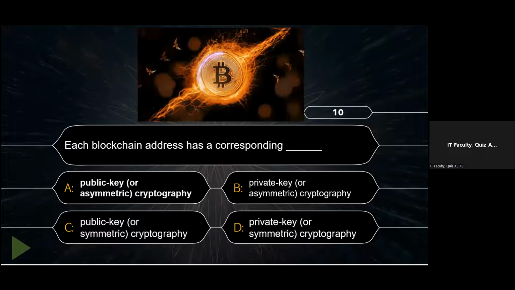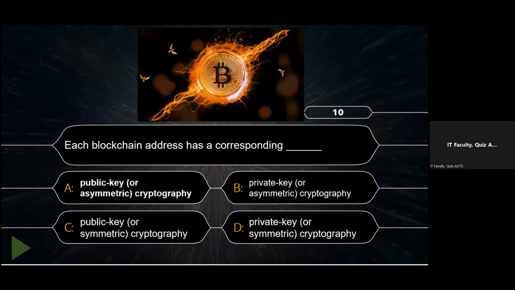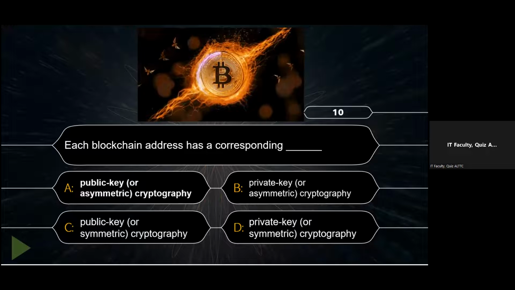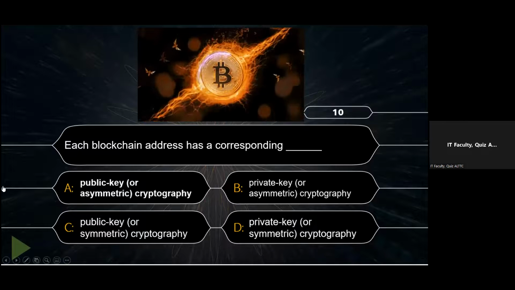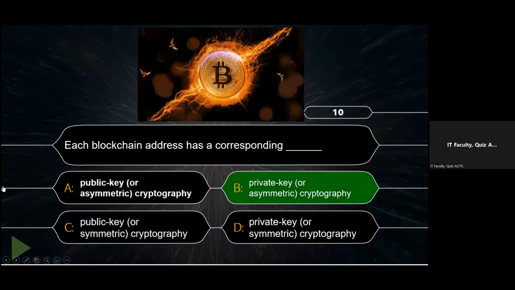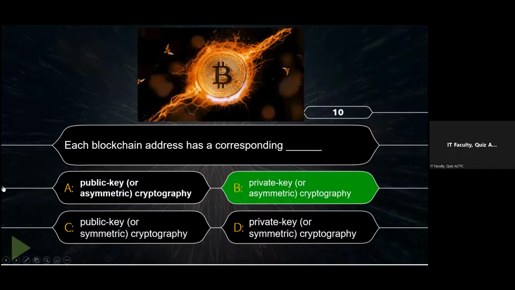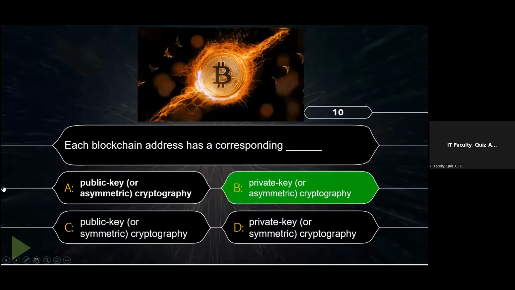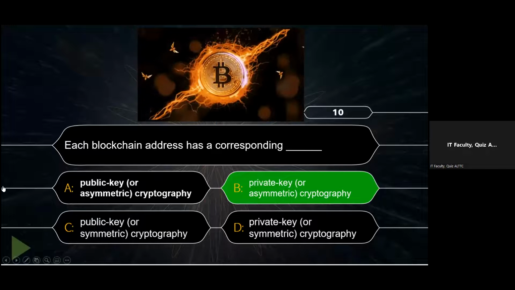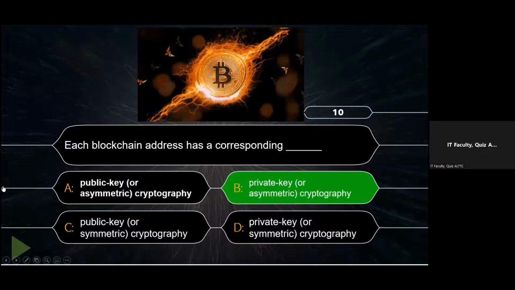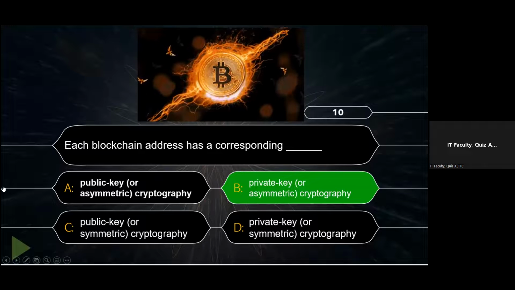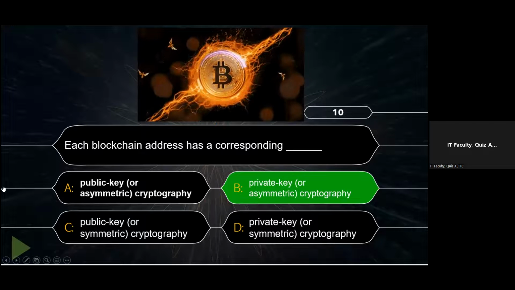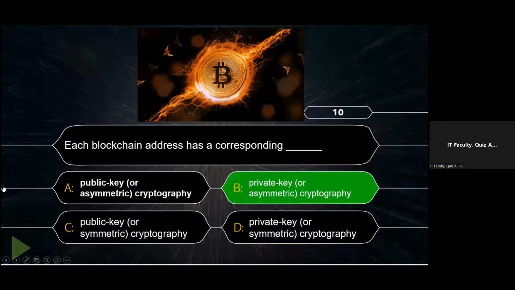Many of them give A and few of them give B. Let's check the correct answer. Private key or asymmetric cryptography. In blockchain, asymmetric cryptography is used, and for creation of address, the private key is used, which is in the hand of the owner, whereas the public key is with all validators.